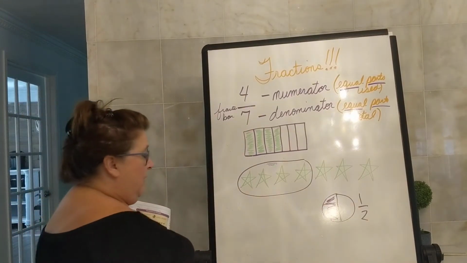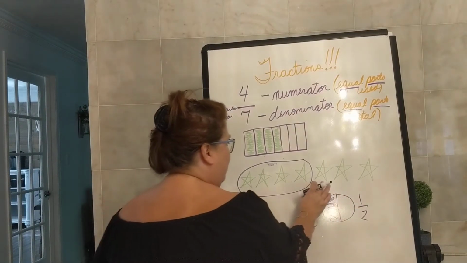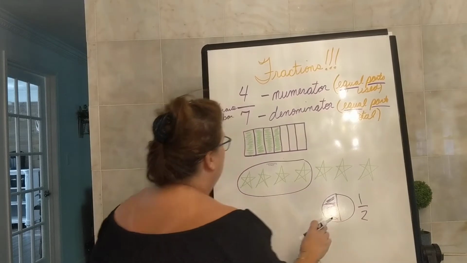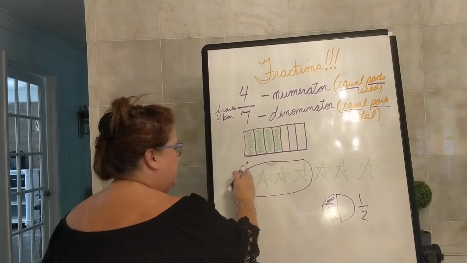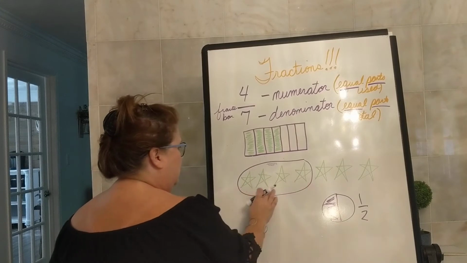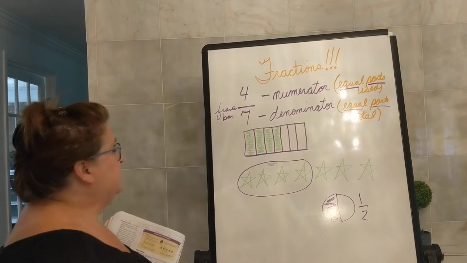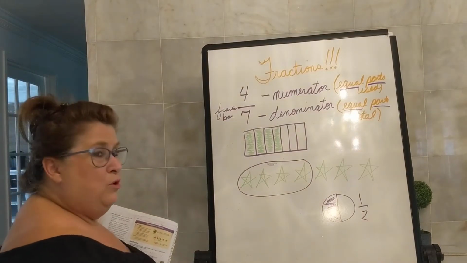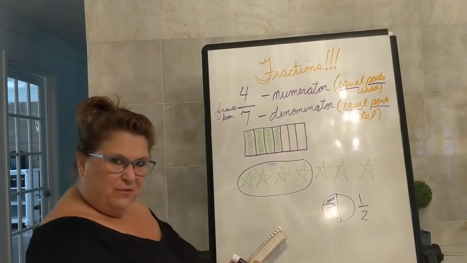Now look down here at my stars. How many stars do I have in total? 1, 2, 3, 4, 5, 6, 7. I have 7 stars in total. How many stars have I used? 1, 2, 3, 4. So my numerator is 4 because that is the part of my group that was used, okay? So that's all we're doing with fractions today.